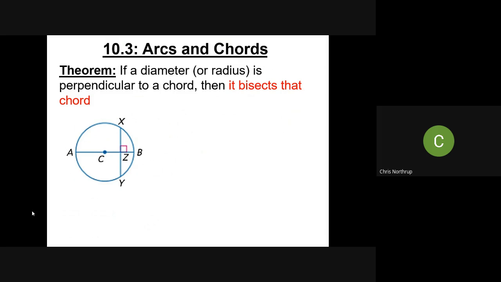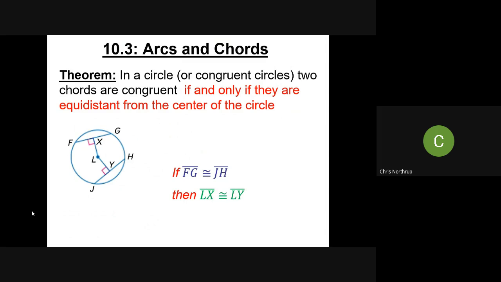The last one has to do with just chords and their distance from the center. So if you have a circle, two chords are congruent if and only if, so the cause effect goes in both directions again, they are equidistant from the center. So if chord FG is congruent to chord JH, automatically the distance from the center to chord FG is the same as the distance from the center to chord JH.